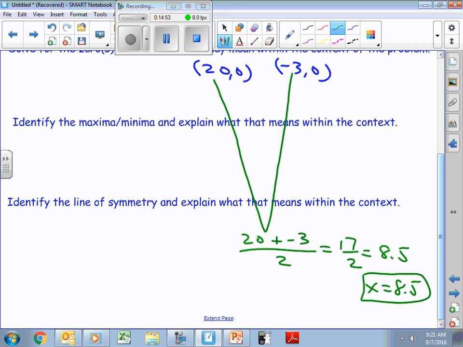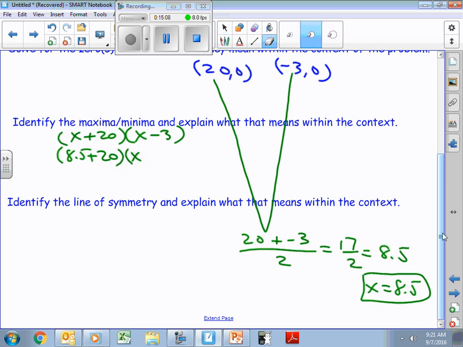All right, and then the last piece. I think it was x and a plus 20. x and a minus 20. I mean, minus 3. The x is 8.5 plus 20.